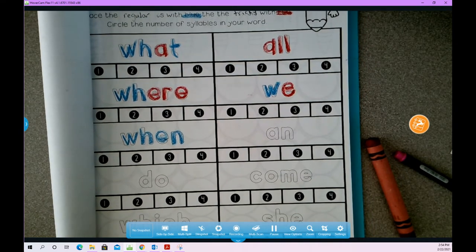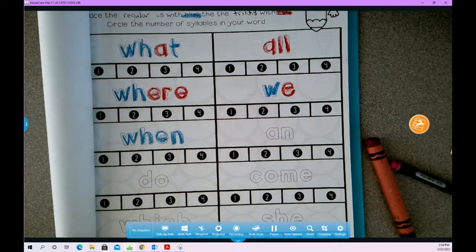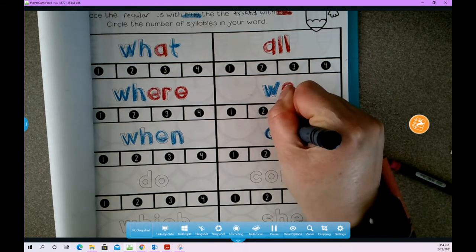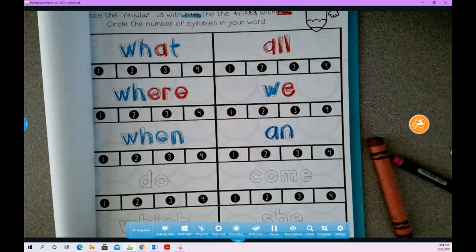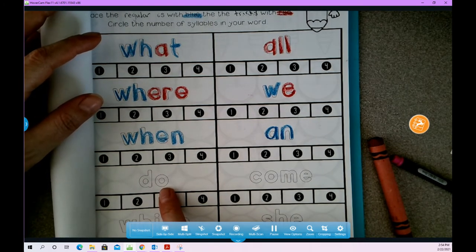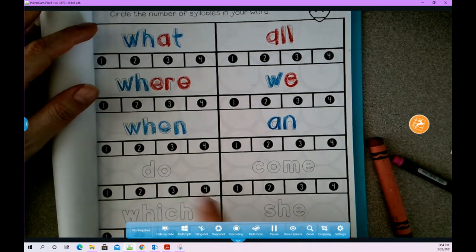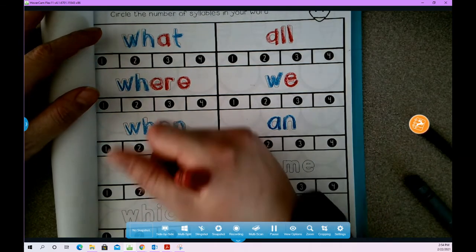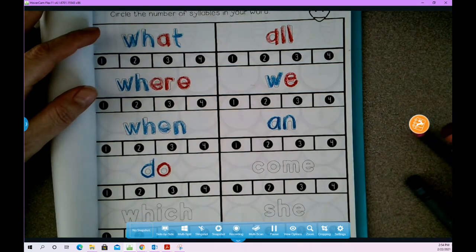Alrighty. Then we have the word an. An has no tricky parts. We can sound it out. An. No tricky parts. Then we have the word do. Do. D sounds like itself. Then we have a tricky part in the O. O does not sound like itself.